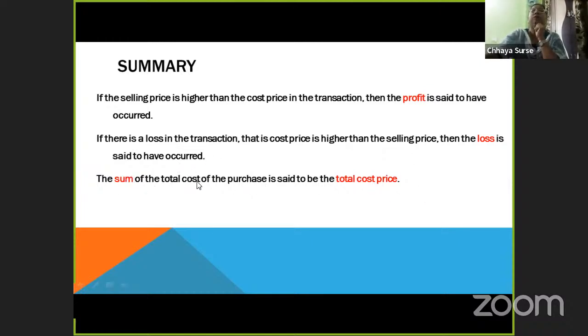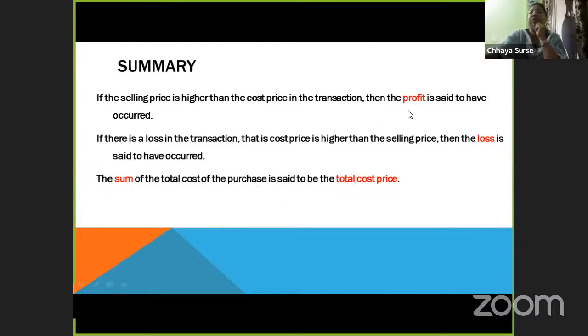The sum of the total cost of purchase is called the total cost price. Total cost price is the different things we invest money in for the transaction: making the things, moving them from one place to another, transport charges, labor charges. So different charges are involved when we purchase things. That is called the total cost price.